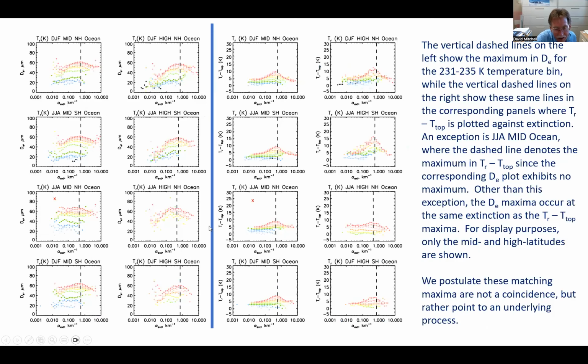So this is the last topic. Where the maximum in effective diameter occurs, there's also a maximum in the geometrical thickness of the cloud, which is represented by T_R minus T_top, the radiative temperature minus the cloud top temperature. That's a measure of the geometrical thickness. And that maximum is occurring in the same place, at the same extinction, that the effective diameter maximum occurs.